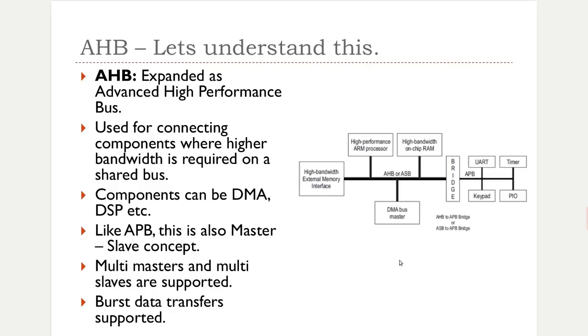Next is AHB. What is AHB? You can see AHB or ASB here, which means the advanced high performance bus. I told you earlier, it is meant for connecting to high performance components on the board where the bandwidth requirement is literally higher. It can be DMA, it can be DSP, like that, where most of the operations are going to happen and it requires very high bandwidth. Like APB, this is also a master slave concept. Multiple masters and multiple slaves are supported here, and burst data transfer mode is supported. That's the major difference between APB and AHB. Remember, this is on the left hand side of the architecture, and APB is on the right hand side of the architecture. That is meant for peripherals. This is meant for onboard components which are in demand for high performance operations, and wherever higher bandwidth and higher processing is required, we will use this AHB.